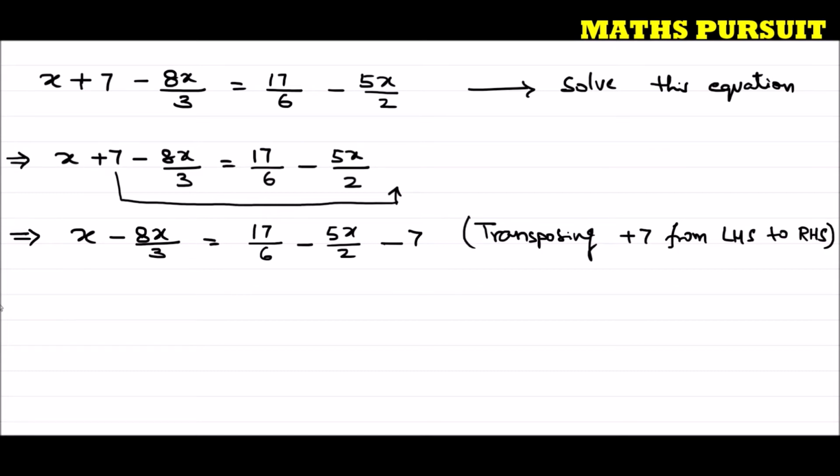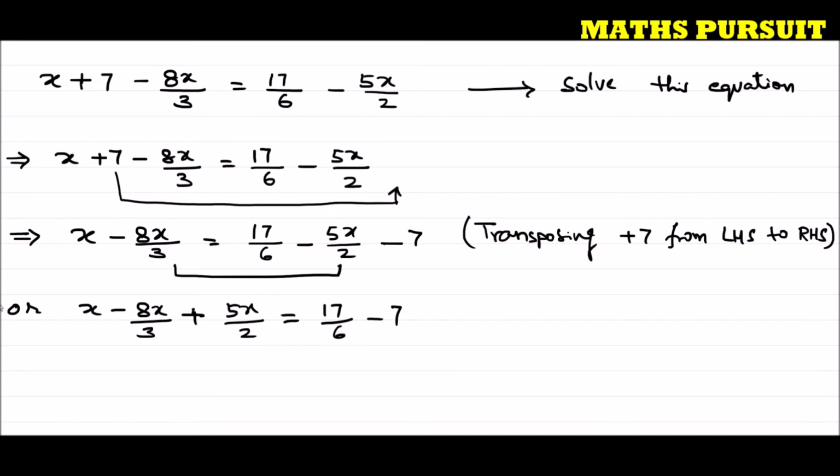Or I can write x minus 8x/3 plus 5x/2 is equal to 17/6 minus 7. What I have done here is moved this 5x/2 from the right hand side to the left hand side. That means again transposing minus 5x/2 from right hand side to left hand side. Hope guys I am very clear till here.